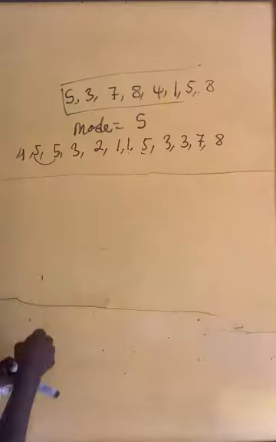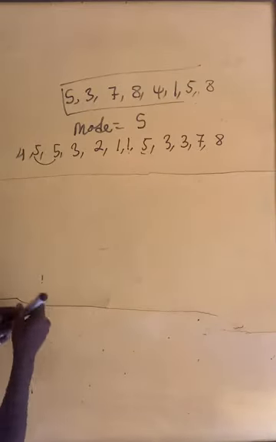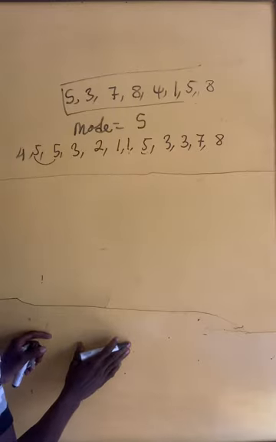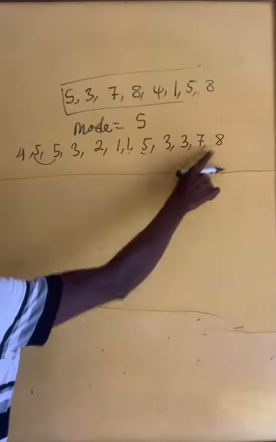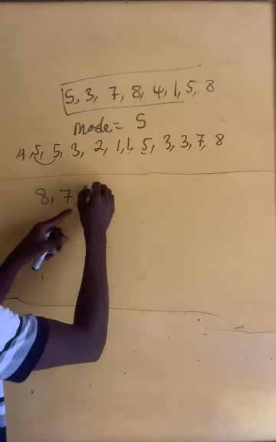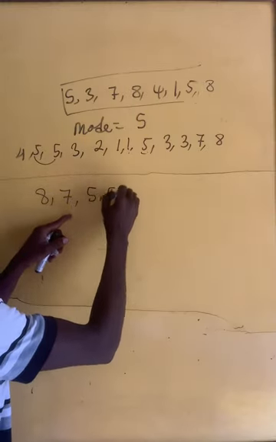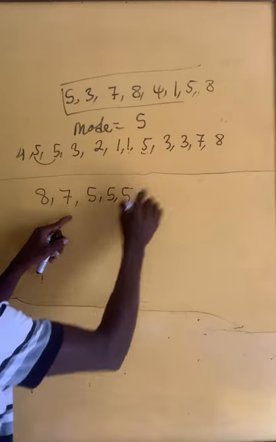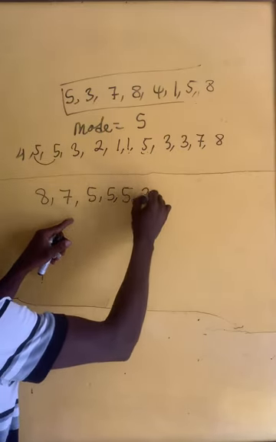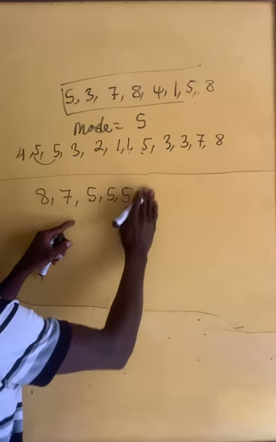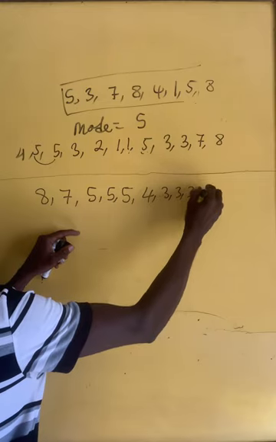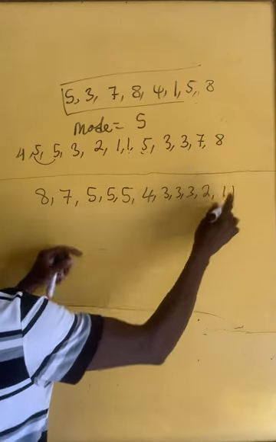Okay, so here, you group them from the smallest to the biggest. This one, I did from smallest to the biggest. So this one, let me do it from the biggest to the smallest. 8, 7, 5, 5, 5. Then I have 4 first. 4, 3, 3, 3. Then I have 2, 1, 1.